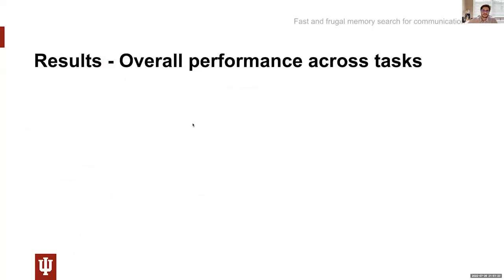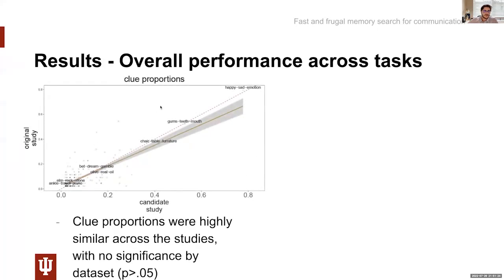So, some performance across the tasks. In this visualization, we compare the 2 studies. The original study used the previous connector board, which had no candidate generation, and the candidate study, which is this current study, uses the candidate generation.